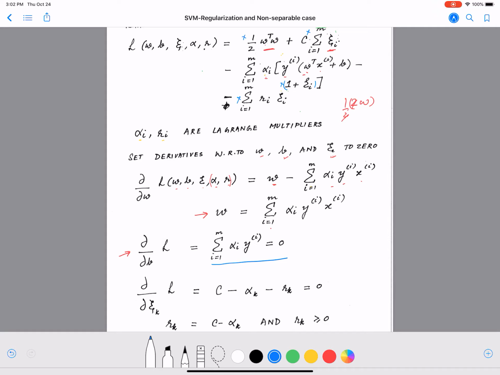And then we differentiate with respect to psi k. And when we do that, we can see this is the new differentiation we have added now for the non-separable case with the regularization term, right? And now we can see that there is this term here which has psi I, right?